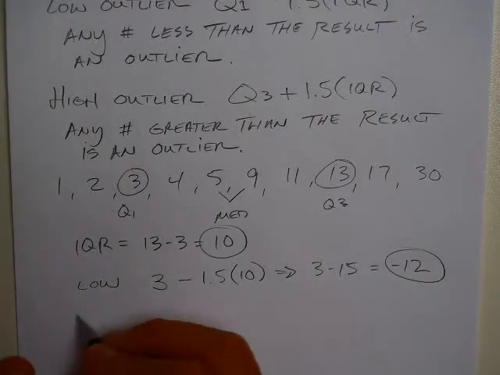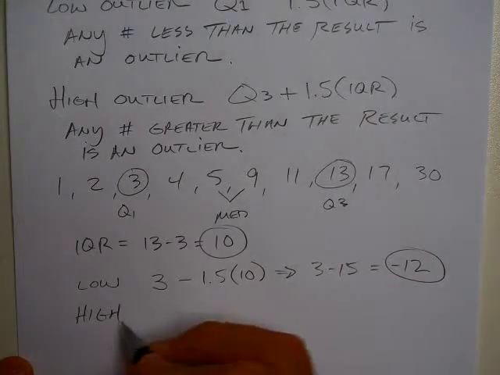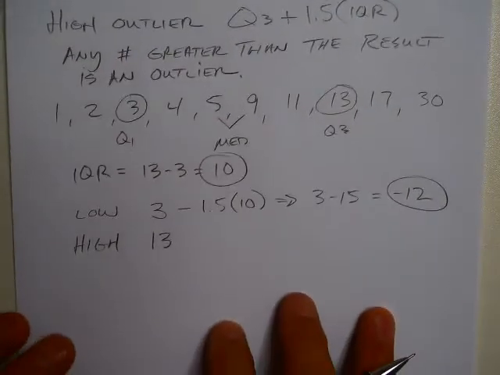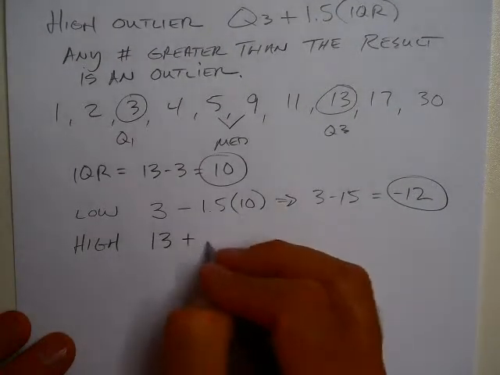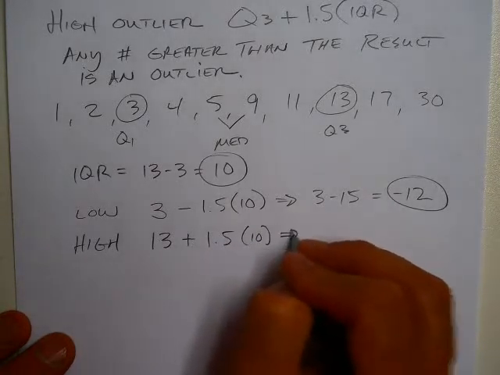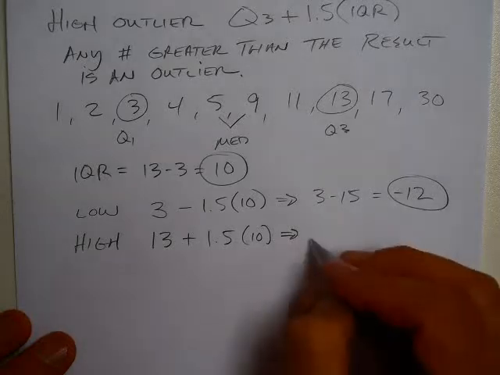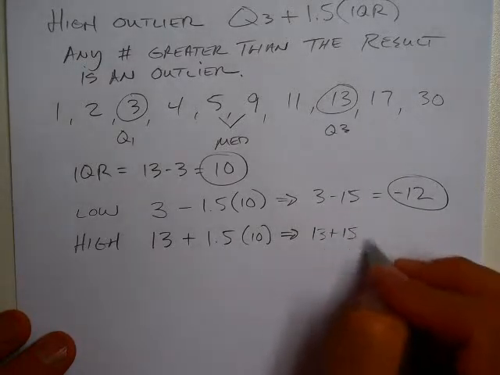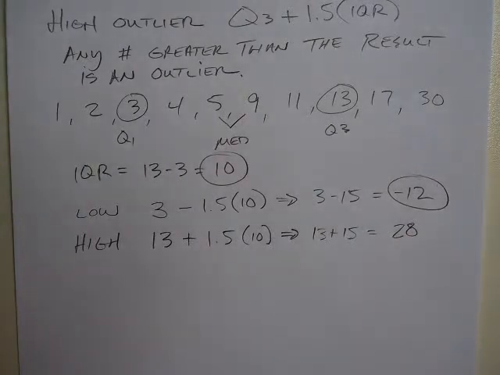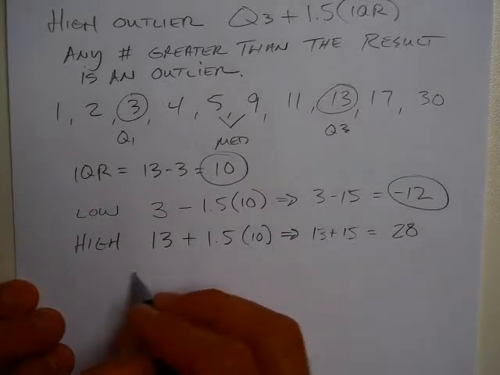Now the high is going to be Q3, 13, plus 1.5 times 10. And that's going to give us 13 plus 15, which is 28. So do we have an outlier in the set? Yes. Yeah, 30 is a suspected outlier, or 30 is an outlier.